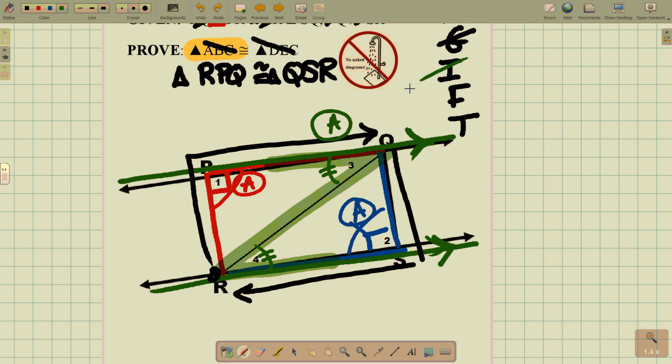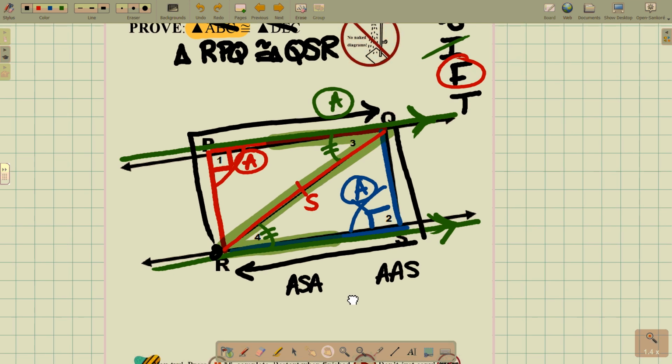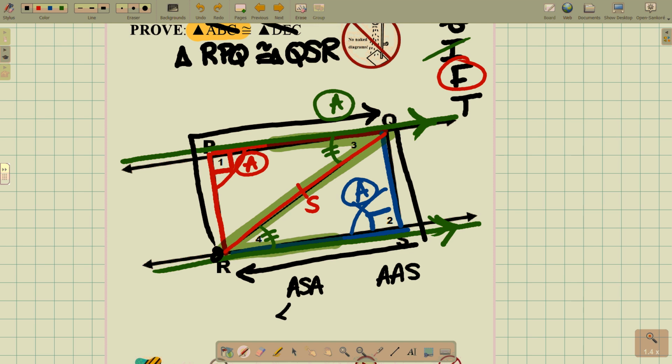We're done with what's implied, so now we're going to hunt for our freebie. Our freebie is side RQ, because RQ is congruent to RQ. It's reflexive. Now you have to figure out, we obviously have two angles and a side. Is this a hamburger, angle, side, angle, or is it a tail, angle, angle, side? You're trying to figure out if I have a hamburger situation or a tail situation going on here.